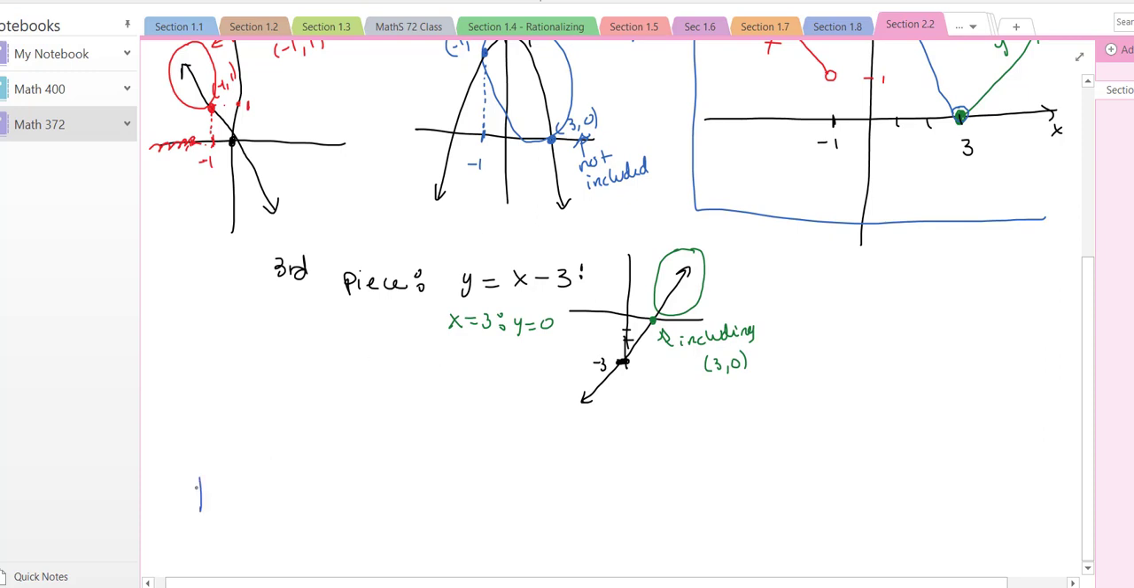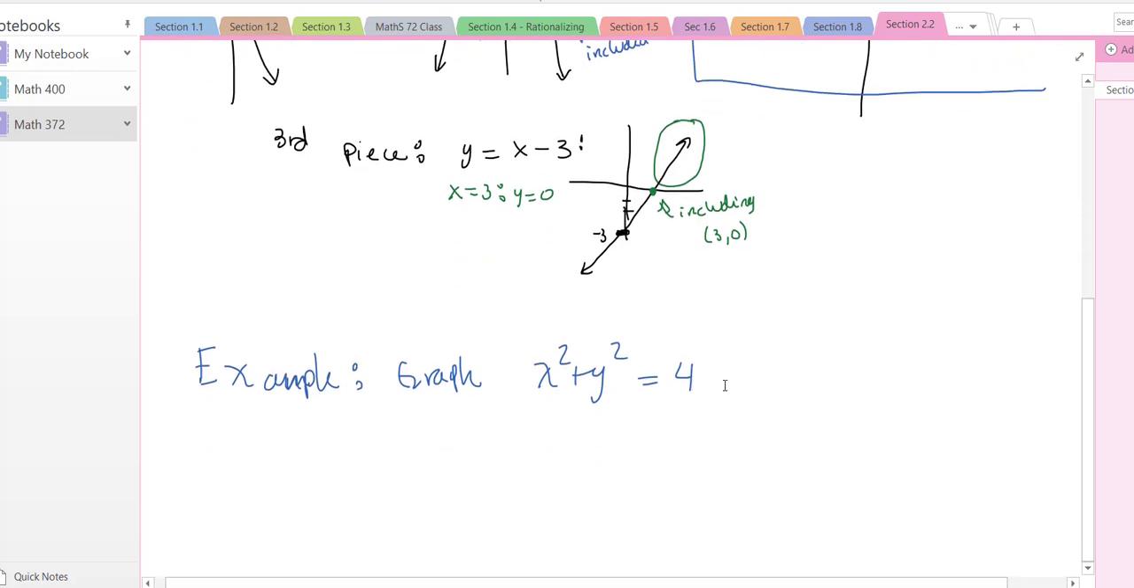I know in the previous chapter, in chapter 1, we graphed circles. And so, for example, if I wanted to graph x squared plus y squared equals 4, what does that look like? And is it a function? So this is a circle with center at 0, 0. And what's the radius? The radius is equal to 2.